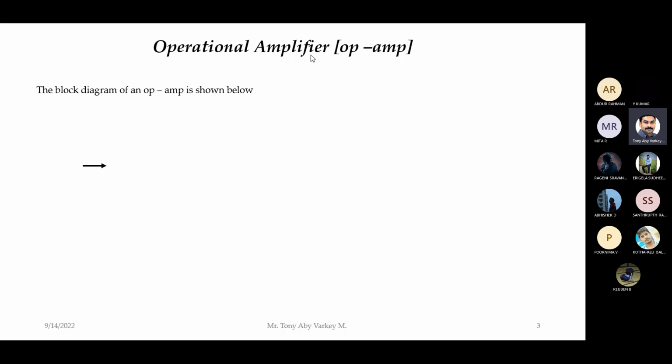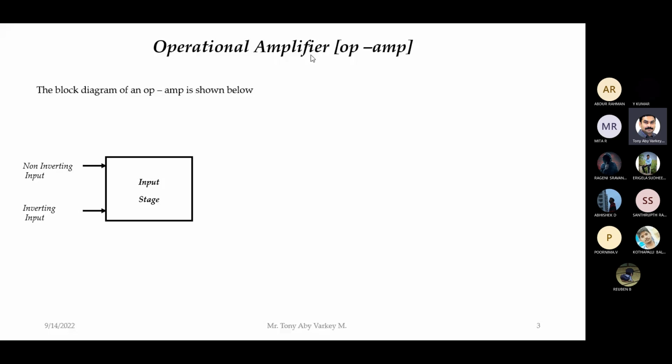First, how many inputs are there for an op-amp? Do you remember? I told you it is a multi-stage amplifier having how many inputs and how many outputs? Two inputs, one output. So first, there are two inputs, which I am representing here. One input is known as the non-inverting input terminal. If one is non-inverting, the other will be inverting. So one is the non-inverting input terminal, and the other is the inverting input terminal.